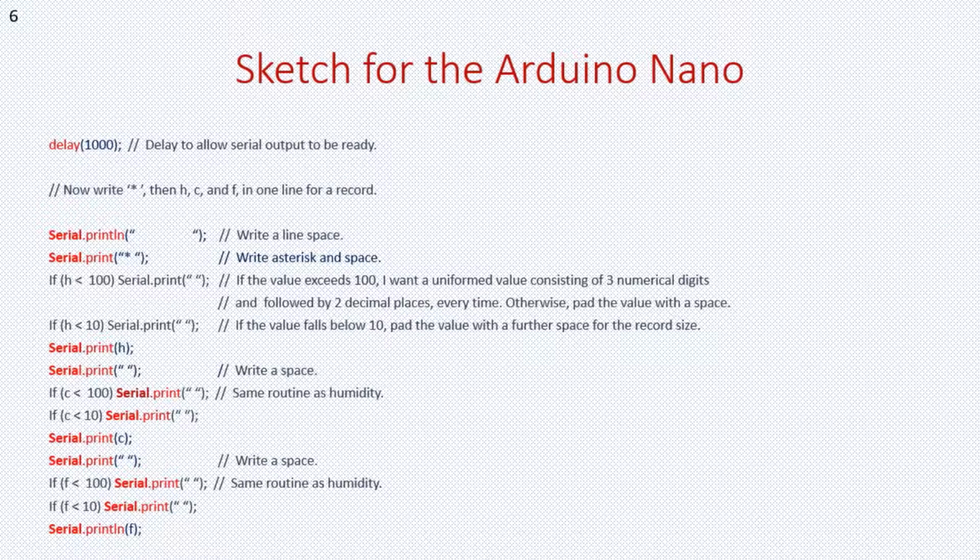I now wait a second to allow the serial output to get ready. Then I print a blank line. I then print a 1-line record consisting of an asterisk, the humidity, Celsius and Fahrenheit values. If any of these values are below 100, then print a space in front of the value. If any of these values are below 10, then print a further space in front of the value. The Microsoft Studio Community Edition C# program will later read these values as a full record, so the positioning of these values is crucial for the program to work efficiently.